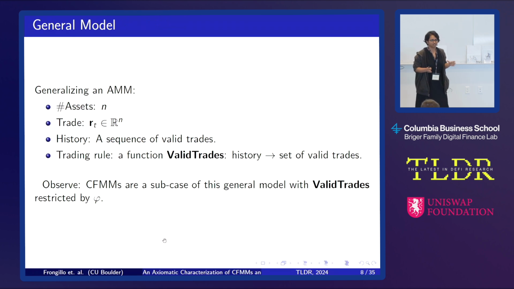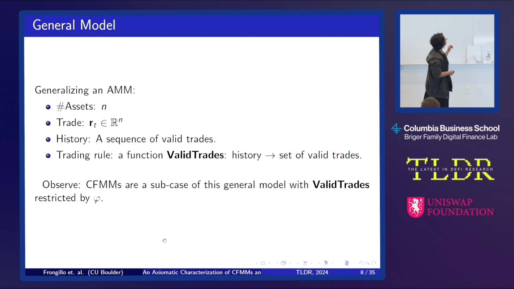So to put a general framework, let's say you start out with n assets. You don't have to restrict to 2. A trade in this framework would be an n-dimensional vector, R_t, at time t, and positive coordinates of this vector signify the amount of assets being given to the market maker, and the negative quantities taken away from the market maker. So you can represent a trade in just one vector. When we say history, we mean a sequence of valid trades that have happened so far in time. And a trading rule, which is the crux of an AMM, is a function valid trades, which takes in this history of valid trades that have happened so far and outputs the set of valid trades at this point of time t.